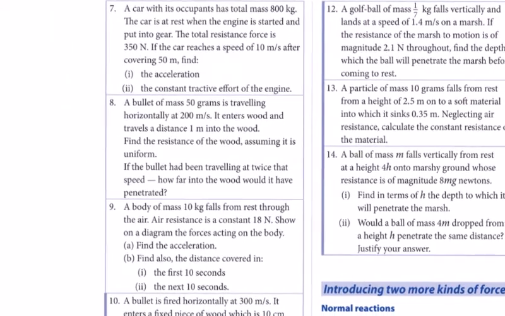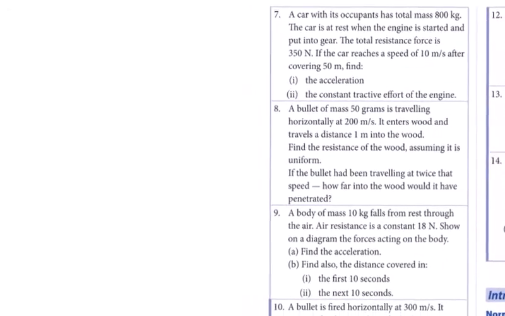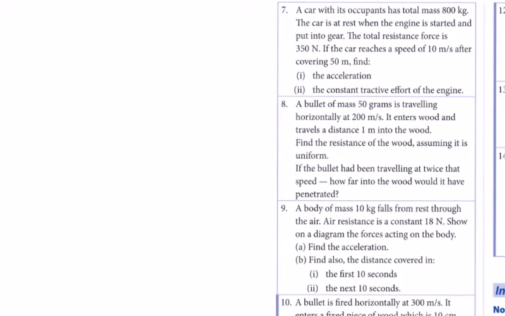So continuing with these Newton's laws forces problems, a car with occupants has total mass 800. Car is at rest, so we have u is equal to 0. I'll just write the variables over here. When the engine is started, the total resistance force is 350N.